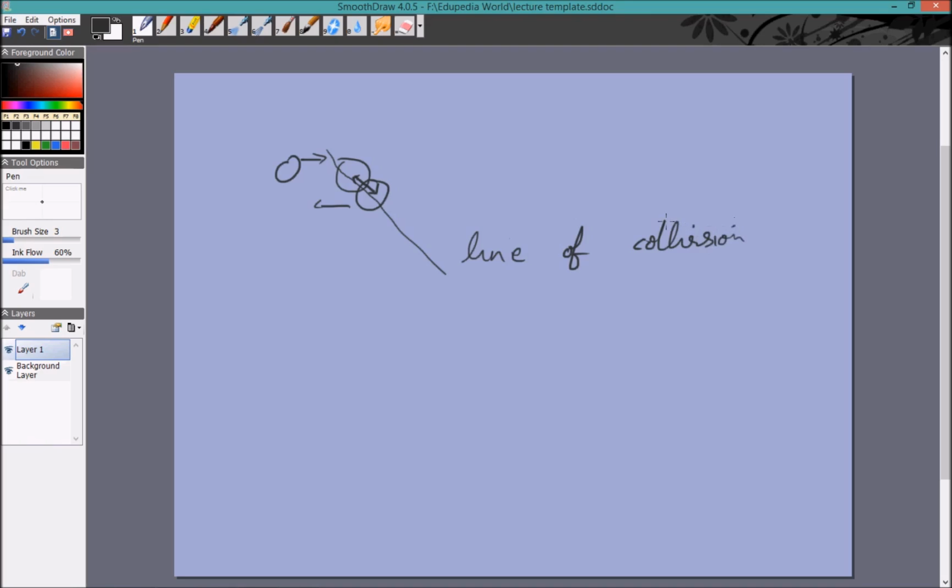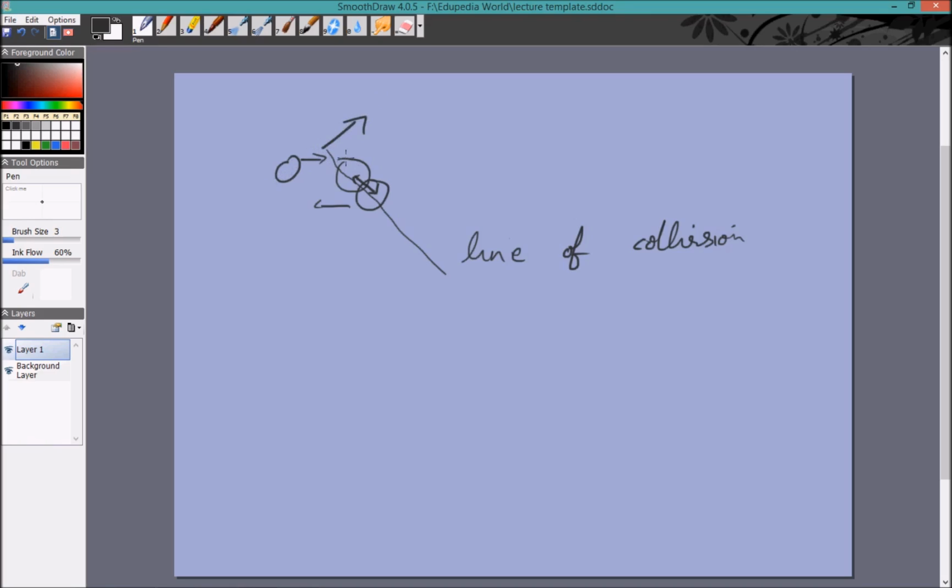So in such collisions, which are not head-on collisions but collisions in two dimensions, collisions in a plane, all you need to do is take the components of the velocities along and perpendicular to the line of collision. Perpendicular to the line of collision, there will be no change in even the individual momentums. That is, in this direction, the momentum of this object initially will be the same as it is finally, because there is no force acting in this direction.